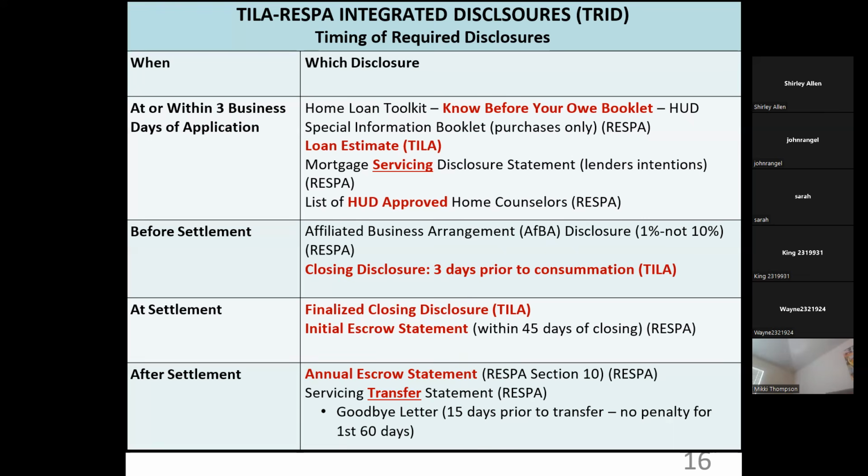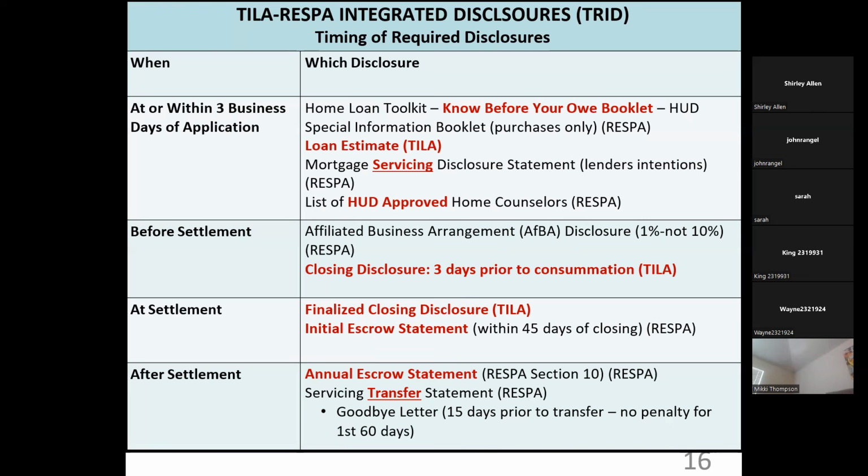The loan estimate is a TILA document. RESPA says at or within 3 business days of the application, you must give the loan estimate. It must be delivered to the borrower within 3 business days of the loan application or placed in the mail. Once it's been placed in the mail, it is considered to have been delivered. If the mailbox blows up, it's not your fault. It was delivered, placed in the mail.